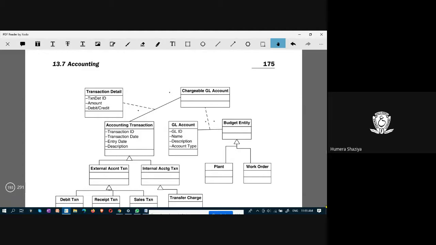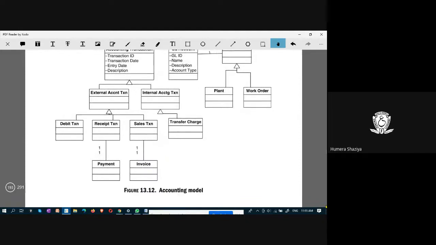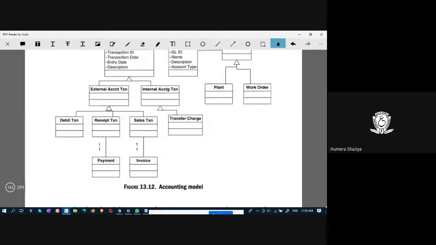What transactions have been made, and these transactions can be external account transactions or internal account transactions. They can be debit, receipt, sales, transfer, payment, invoice, different transactions. Whatever you are doing, you have to record in your general ledger. And this budget entity would have plan and work order, because based on work order, the budget would be decided.